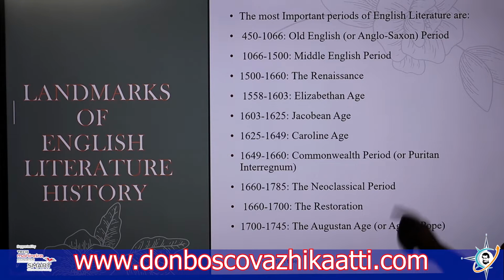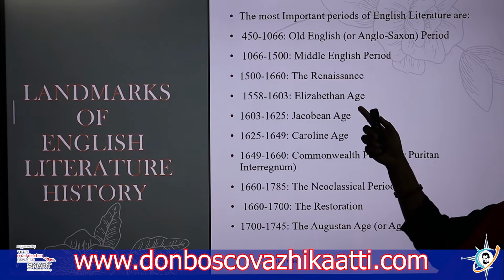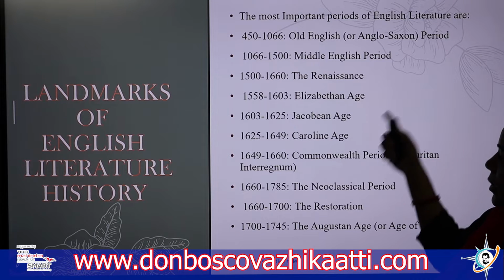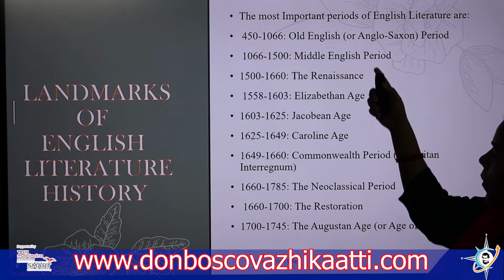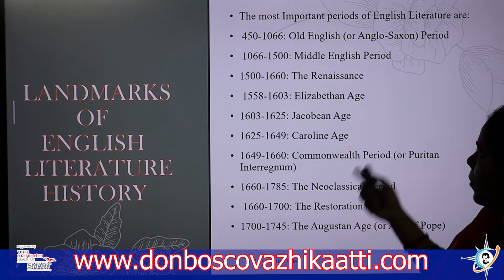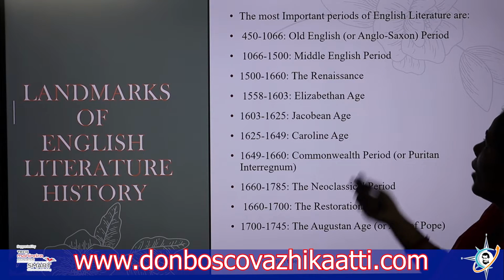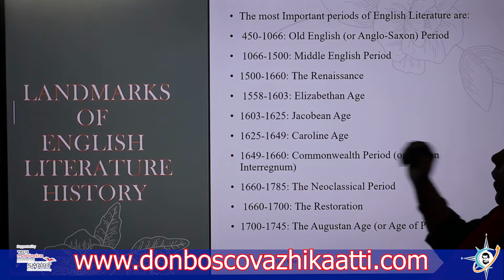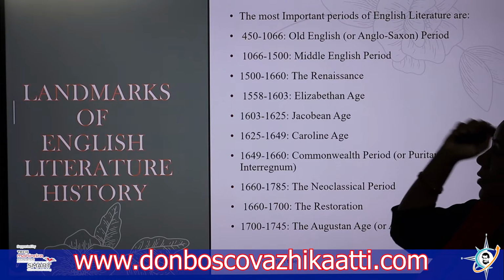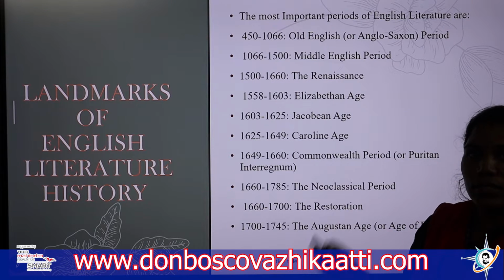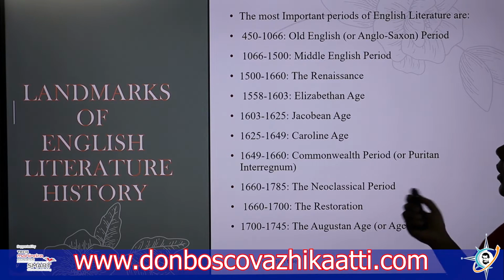The most important periods of English literature, the very first one is... I have given the years as well as the descriptions of the timeline I am going to teach you today. Old English or Anglo-Saxon period. The very first thing is Old English or Anglo-Saxon. I am going to teach you this today. Class is Old English. The second thing is the Middle English period.